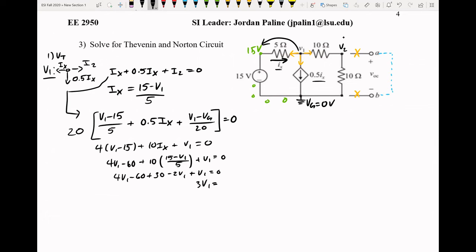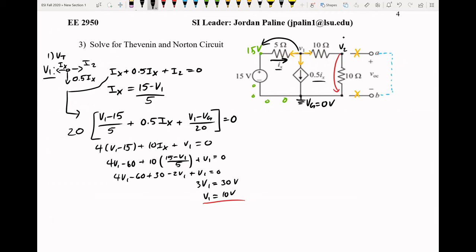3v1 is equal to 30 volts, so therefore v of 1 is going to be equal to 10 volts. Okay, so that's the first part. But the good thing is that we can find the voltage drop across this 10 ohm resistor, and because these two branches are going to be in parallel, there and there, then if we can find the voltage drop across the 10 ohm resistor, we find the voltage drop across the open circuit.